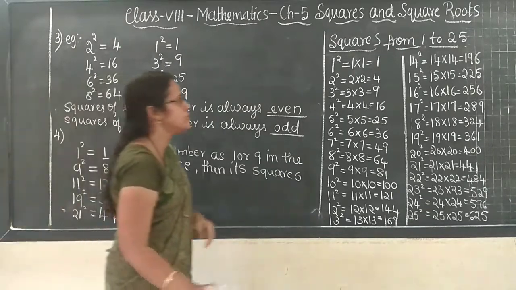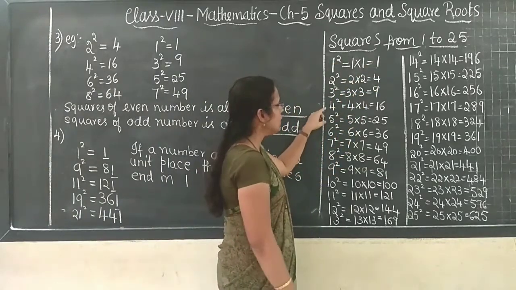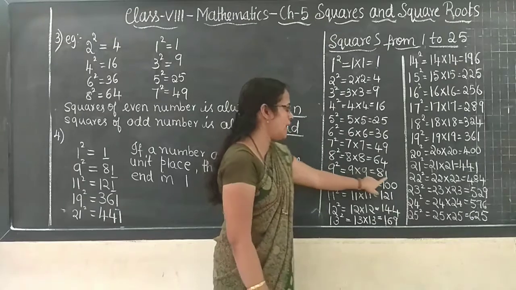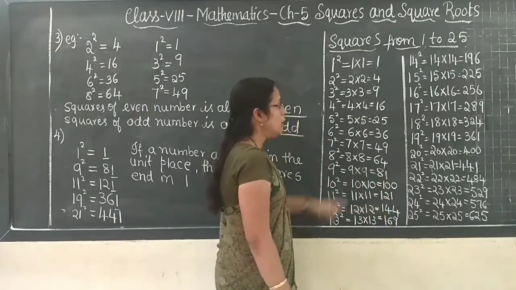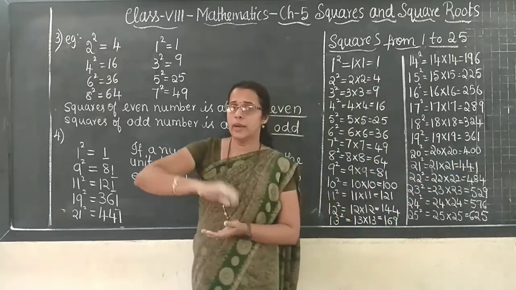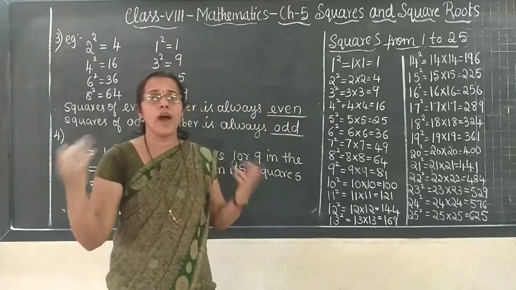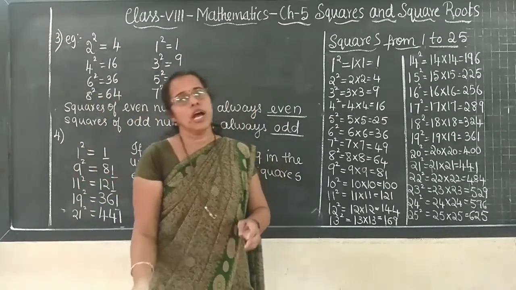Is it okay? If you see here, 1 square is 1. Then what next? 9 square ends with 1. 11 square ends with 1. 21 square ends with 1. Yes, no? So any number that ends with 1 or 9, its square ends with only 1. That you have to understand.